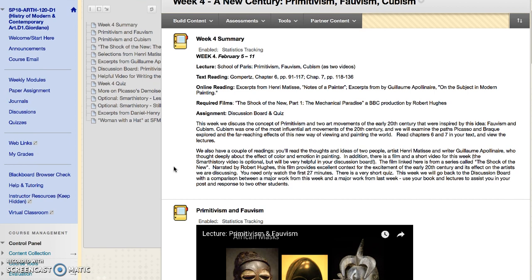There's also a few readings this week that are very short by Henri Matisse, the artist, as well as Guillaume Apollinaire, who wrote very much about the subject of modern painting. And these are really great perspectives on the ideas, the tenets, what art is valued when it came to modernism.